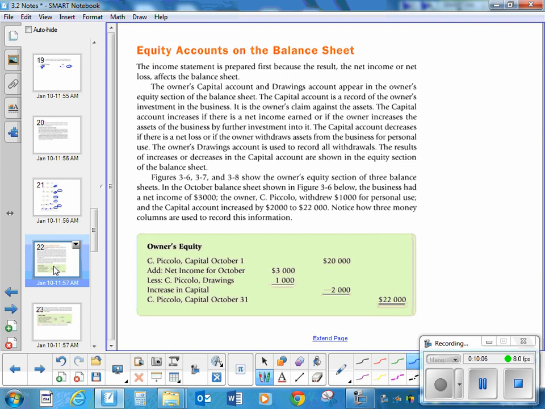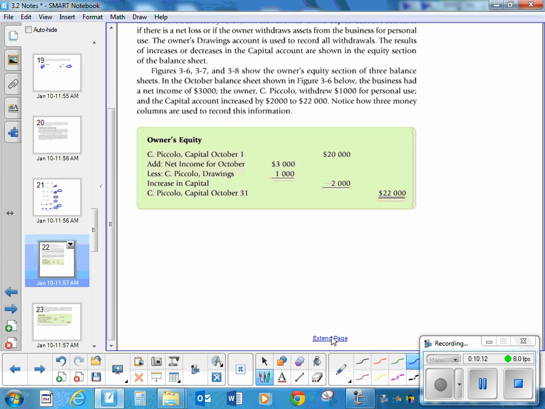Okay, we're going to change up how we do a balance sheet a little bit. And I want to talk about owner's equity. Because now, when we first talked about owner's equity, we only talked about assets, liabilities. Now, we've also learned about drawings, and we've learned about net income and net loss.